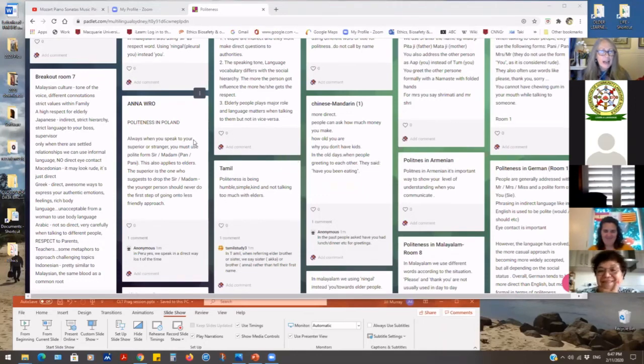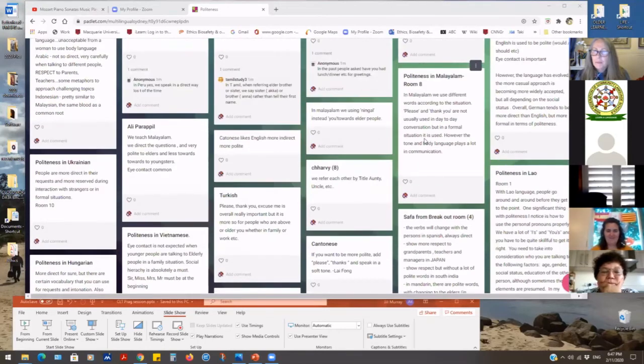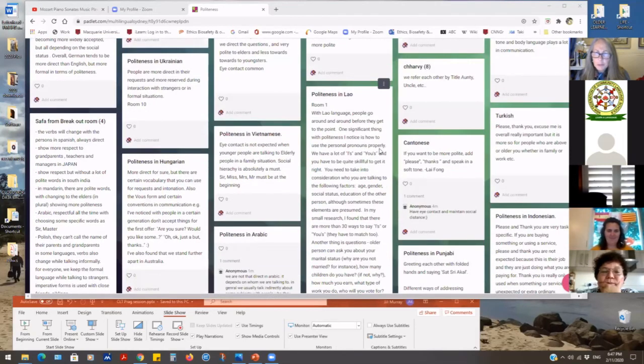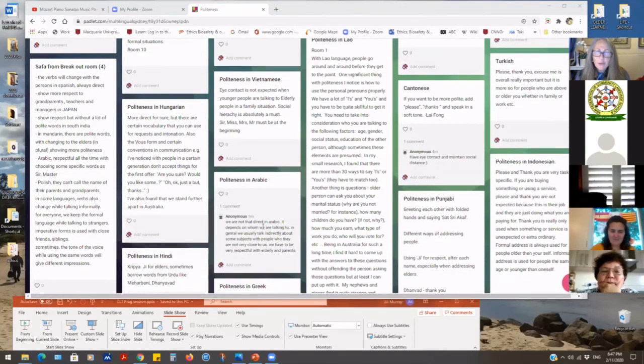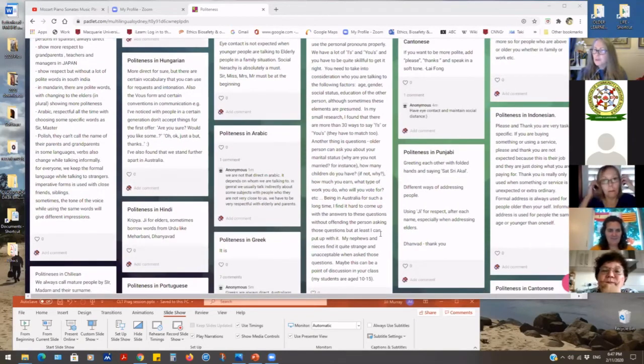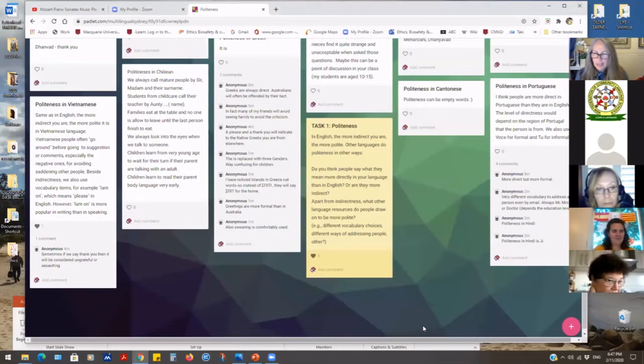Okay, so we can see politeness in Poland. Here's one. If you speak to a superior or stranger, you have to use the polite form. And one in Malaysia. Here's one in Laos. We use the personal pronouns. Arabic, we're not that direct in Arabic. It depends on who we're talking to. So this is a wonderful resource, and we'll be able to use this to compare some of the experiences we have with the different sorts of things that our students do. Now we'll go back to the PowerPoint and look at this in a little bit more detail.